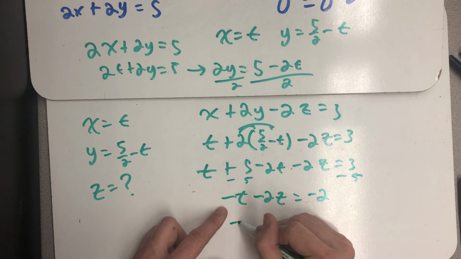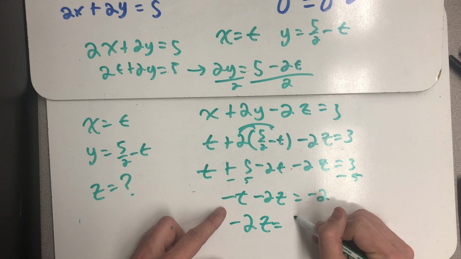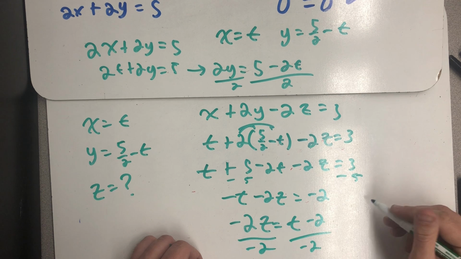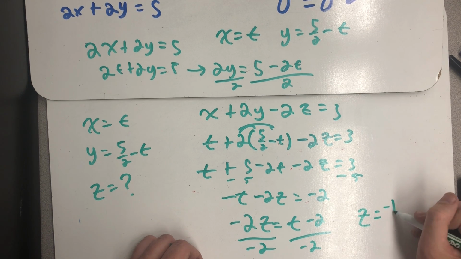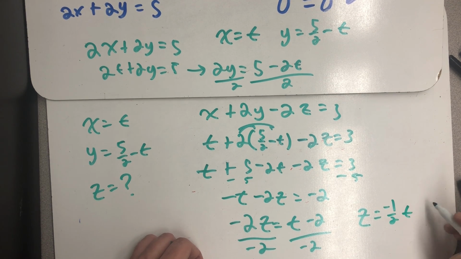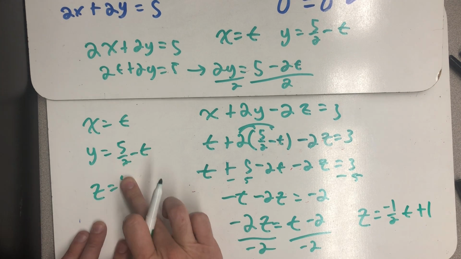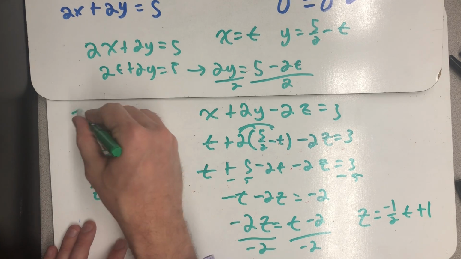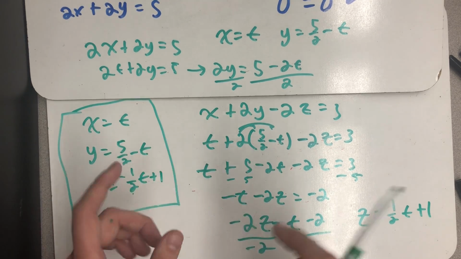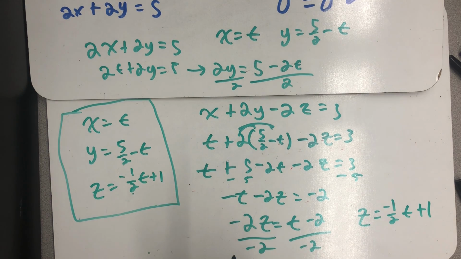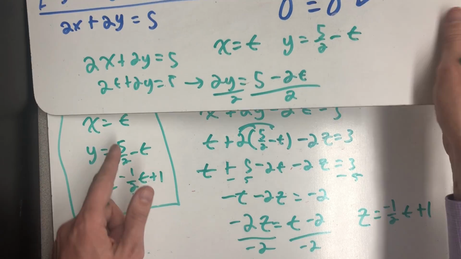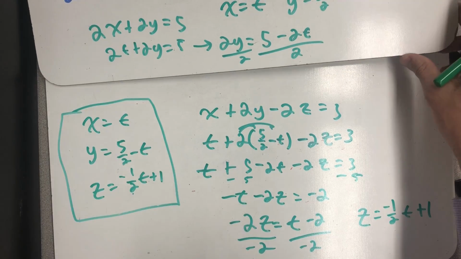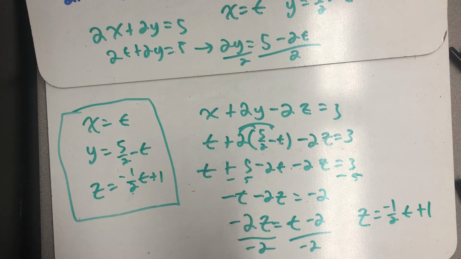Add t to both sides. And finally divide by that minus 2. So z is equal to minus 1/2 t plus 1. Every time you choose a value of t, you get a point on that line of intersection. Another way to say that is every time you choose a different value of t, you've solved this system of equations. So this describes those infinitely many solutions.